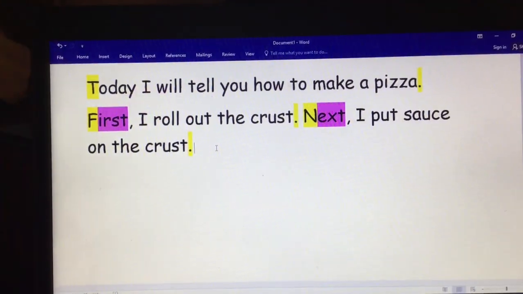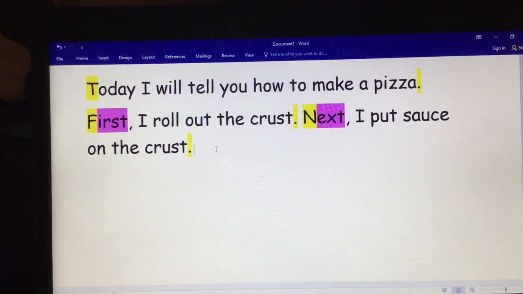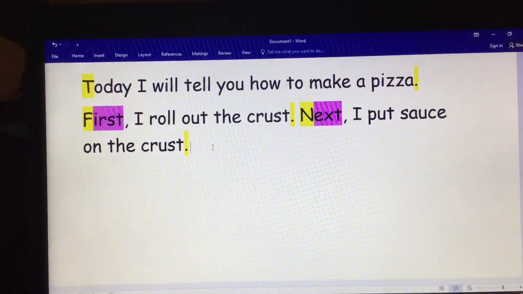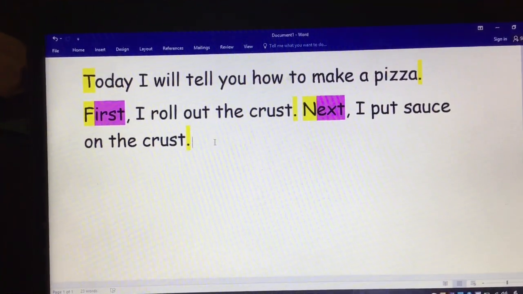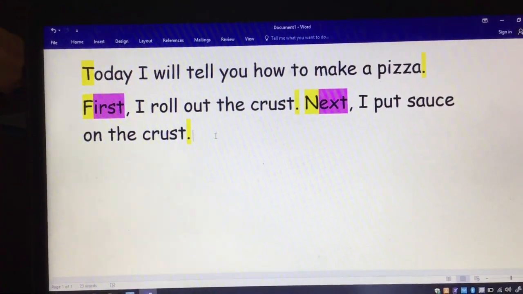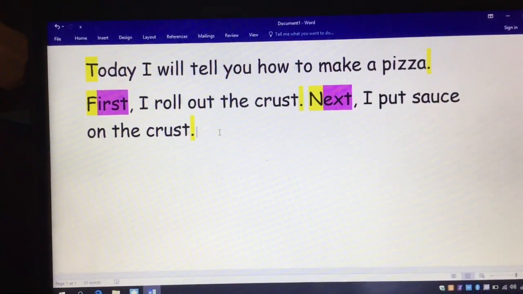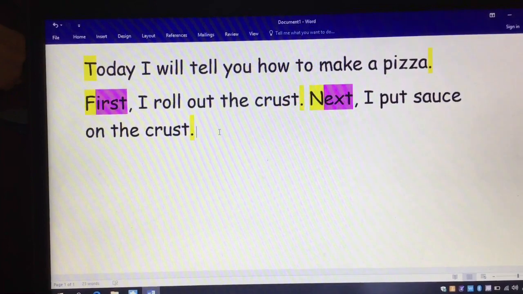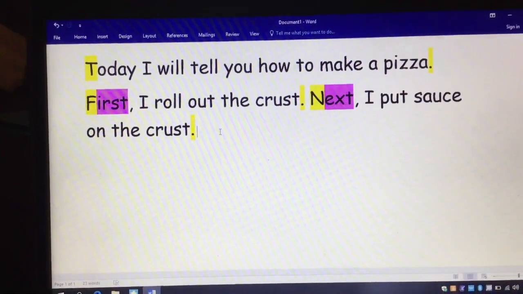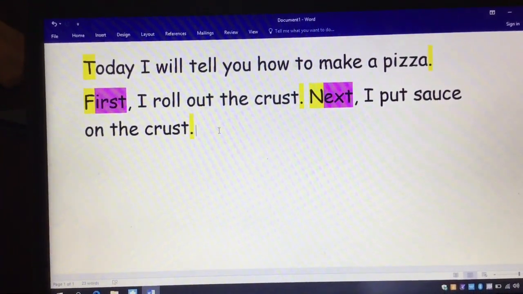Okay, boys and girls, now let's look at my third sentence. Next, I put sauce on the crust. Did I start with a capital and end with a period? Yes, I did. And my transition word is highlighted in pink. I used next as my second transition.